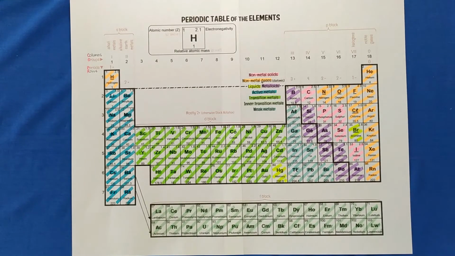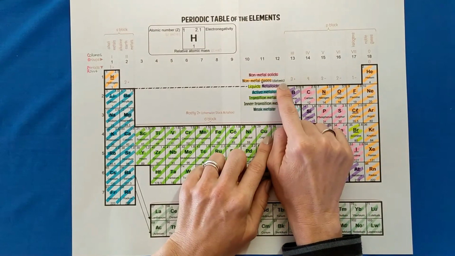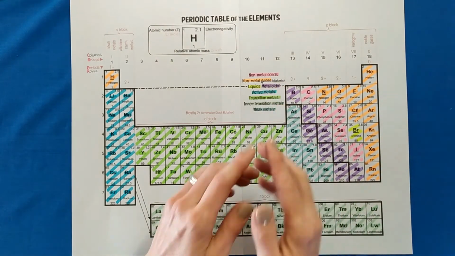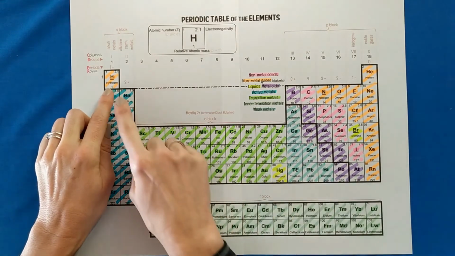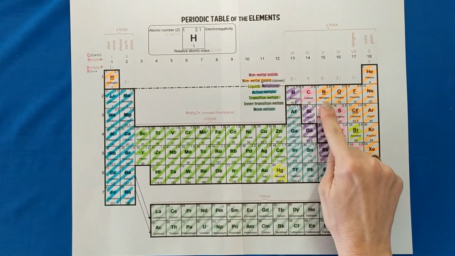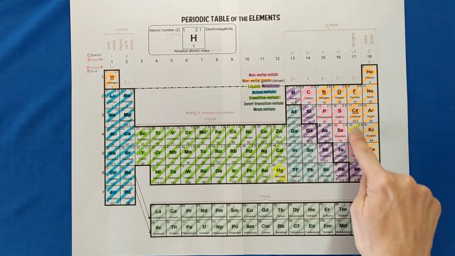I want to mention the diatomic molecules again. Remember, those are the ones that are underlined. They are the elements that need to exist as two-atomed molecules in order to be stable. You can remember them because they all end in gin: hydrogen, nitrogen, oxygen, and the halogens.